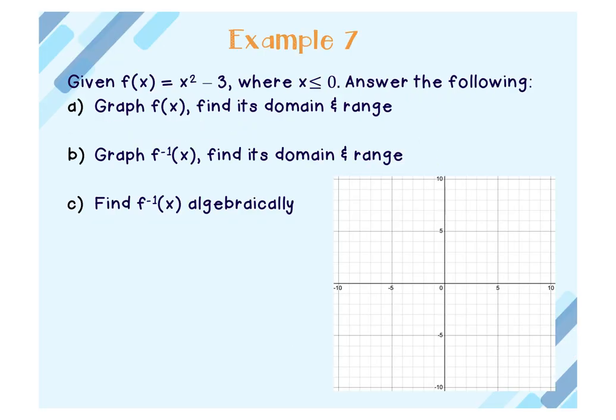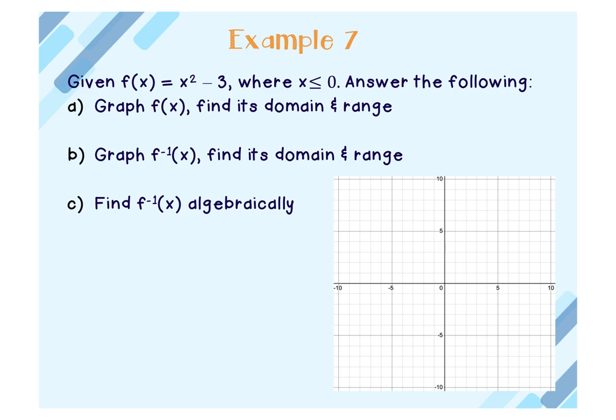Okay. Last one. It says, given f of x equals x squared minus 3, where x is less than or equal to 0, so that's giving you the restriction, answer the following. Graph f of x, find its domain and range. Graph f negative 1 of x, find its domain and range, and then find f negative 1 of x algebraically. So start with f of x with the restriction.